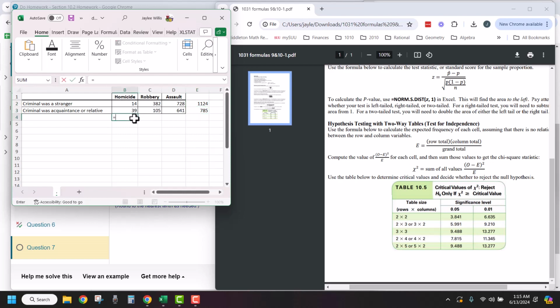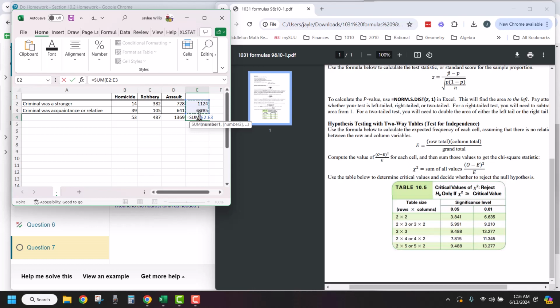And that's also true if you do a column total. So if I do sum of these two, that will give me that total. And if I copy and paste that, you can see that it automatically adjusted it for column C and column D. And then to find the grand total, you can either add up the columns or the rows. It will give you the same thing either way.